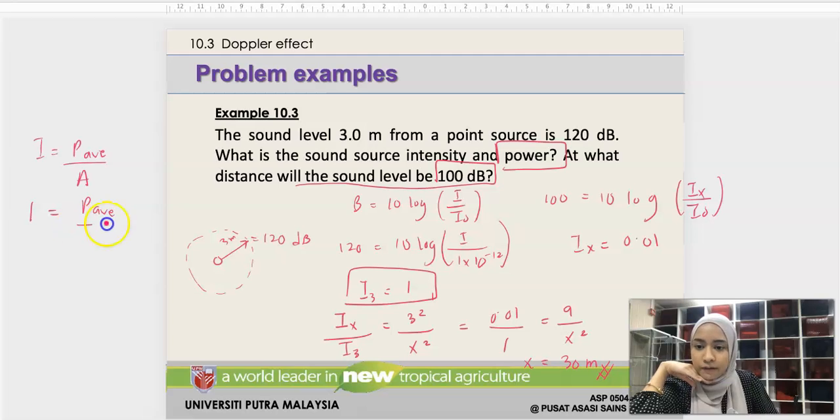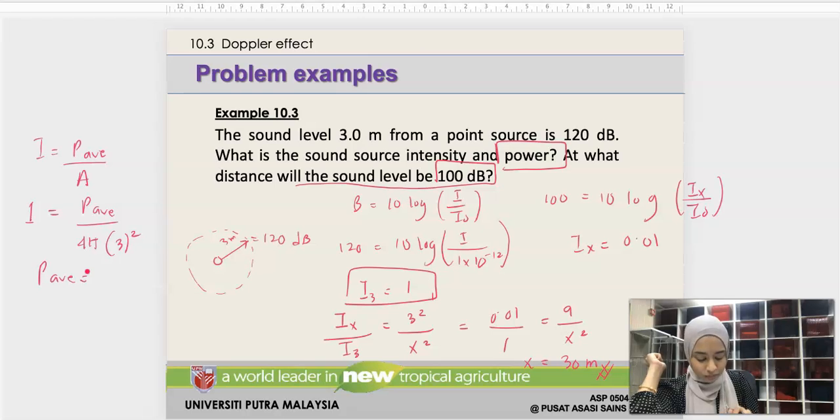P average is what we are finding out. Area is 4 pi r squared, and the distance from the source was 3 meters away, right? So that is 4 pi r squared, and I was just 1. So solving that, I will get P average as 4 times pi times 3 squared. I will get 113.1 watt.